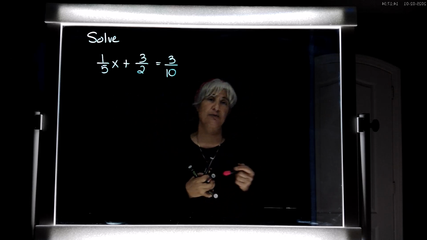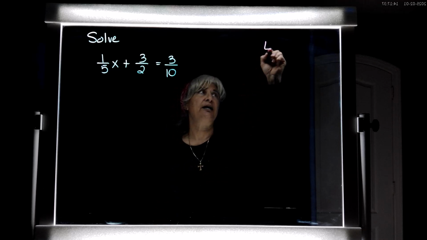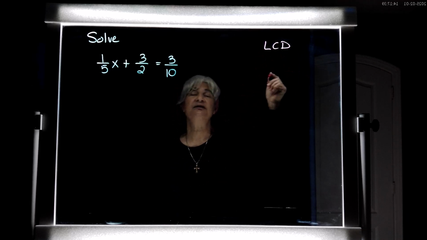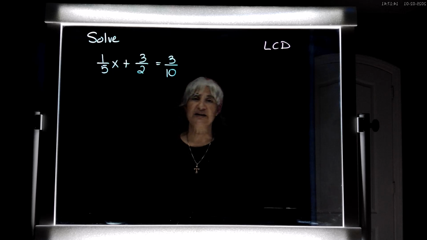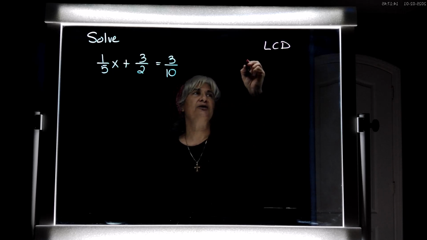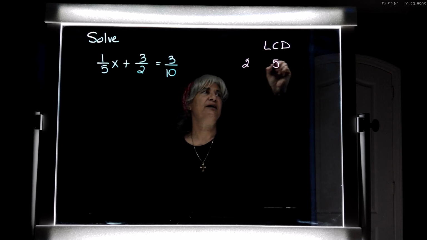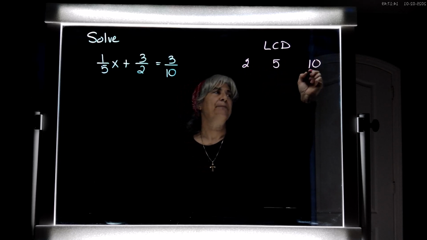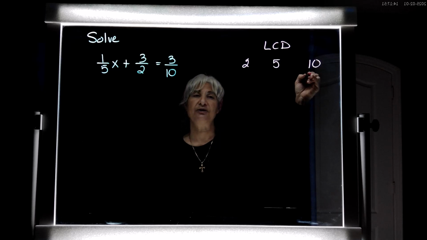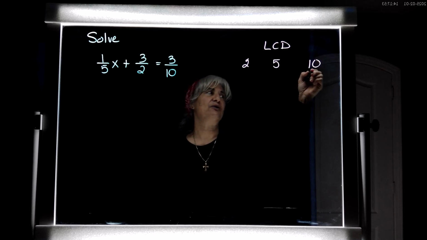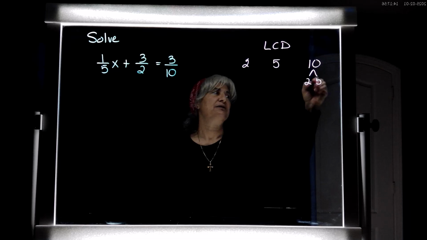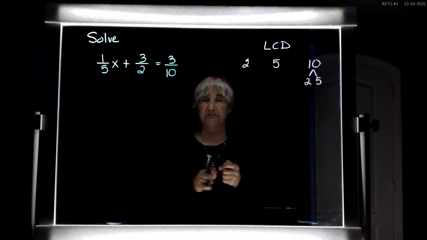I need a common denominator. So, LCD as it's called, right? There's numerous ways of finding a common denominator. So you can look at the 2 and the 5 and the 10, but doesn't 10 break down to a 2 and a 5? So 10 is comprised of 2 and 5.